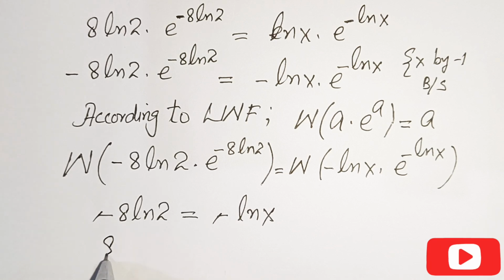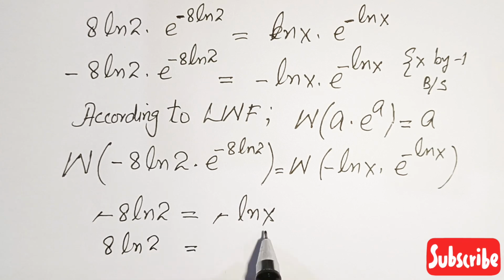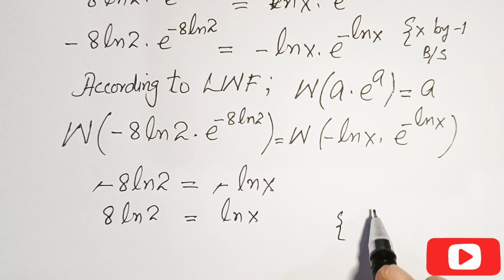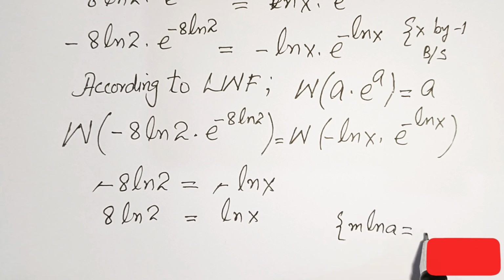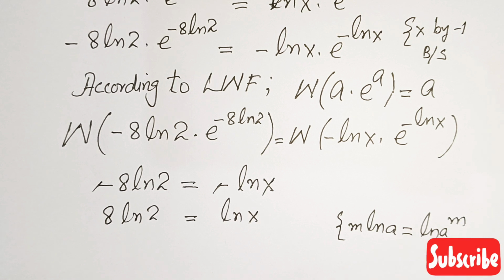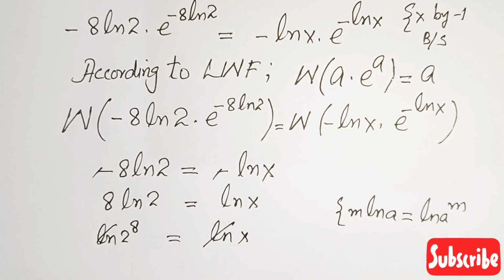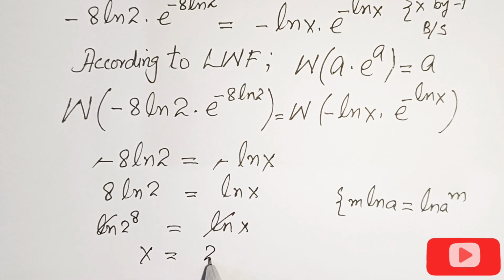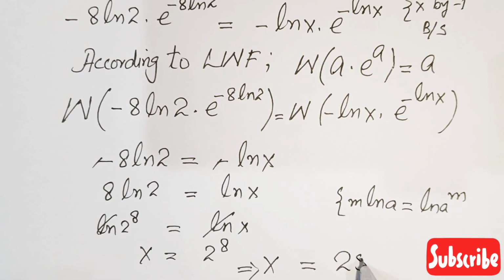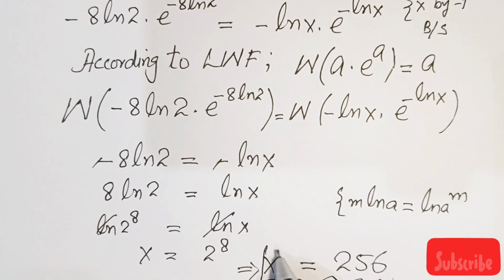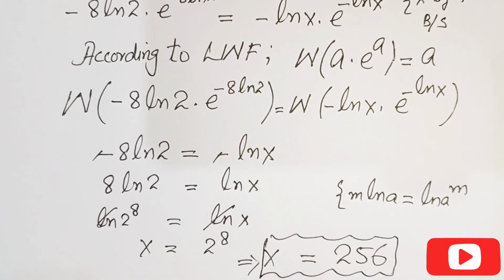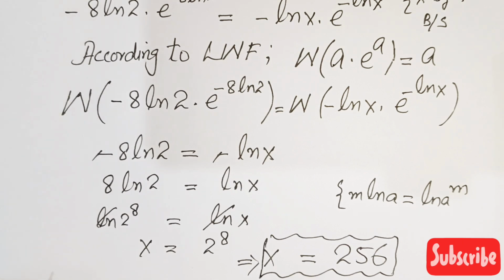Now we have 8 times natural log of 2 is equal to natural log of x. As we know, if we have m times natural log of a, it is equal to natural log of a to the power m. So here it can be written as natural log of 2 to the power 8 is equal to natural log of x. Now cancelling the natural log on both sides, we get x is equal to 2 to the power 8, which is 256. So we have just found the value of x.